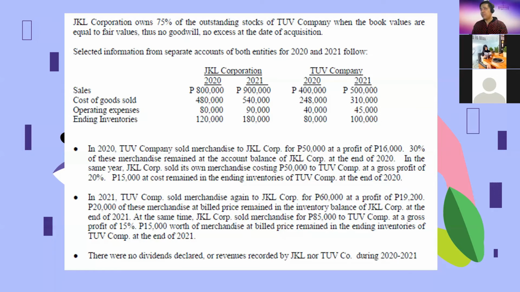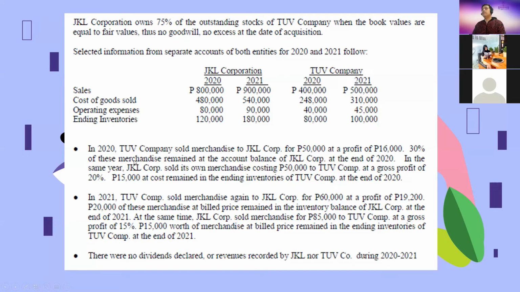Selected information from the separate accounts of both entities for 2020 and 2021 follow. So, ito yung separate books ni JKL, 2020 and 2021. At the same time, TUV company for 2020 and 2021. So, sales, cost of goods sold, operating expenses, and then ending inventory.